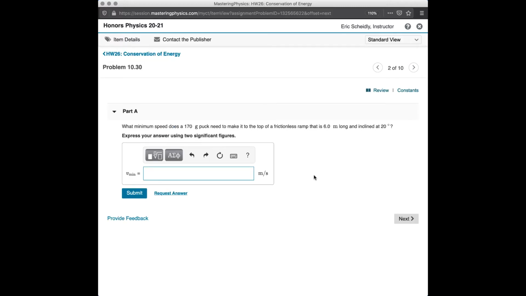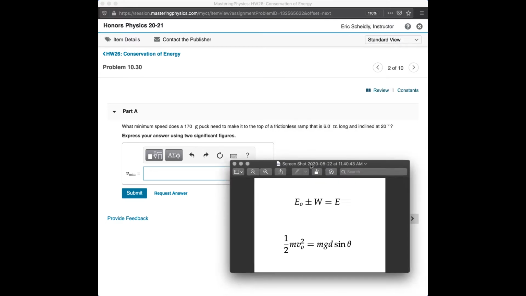The second problem here, what minimum speed does a puck need to have to make it to the top of a ramp? So it starts out with some kinetic energy. As it goes up the ramp, that kinetic energy is transformed into gravitational potential energy. So when I apply the law of conservation of energy to this, I start with the initial energy, which is just kinetic at the bottom. There's no work done by non-conservative forces. I'm told that the ramp is frictionless, so there's no friction acting.